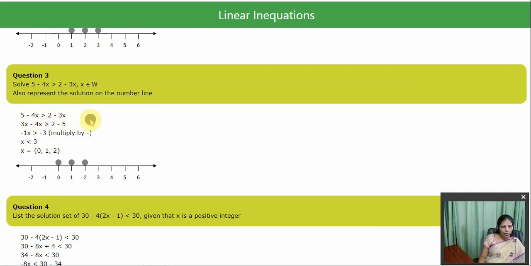Now always you have to bring all the variables to one side and the numbers to the other side. So the variables I have brought to the LHS. So this minus 3x when it comes aside becomes plus 3x. Minus 4x plus 3x greater than this 2, and this 5 when it comes aside becomes minus 5. So when I simplify I get minus 1x greater than minus 3.